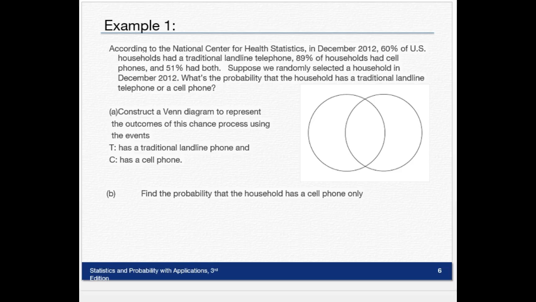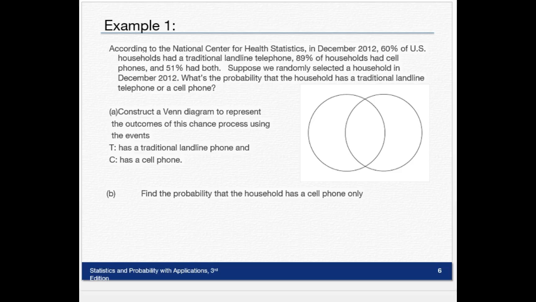Let's try an example. According to the National Center for Health Statistics, in December 2012, 60% of U.S. households had a traditional landline telephone. 89% of households had cell phones, and 51% had both. Suppose we randomly selected a household in December of 2012. What's the probability that the household has a traditional landline or a cell phone?